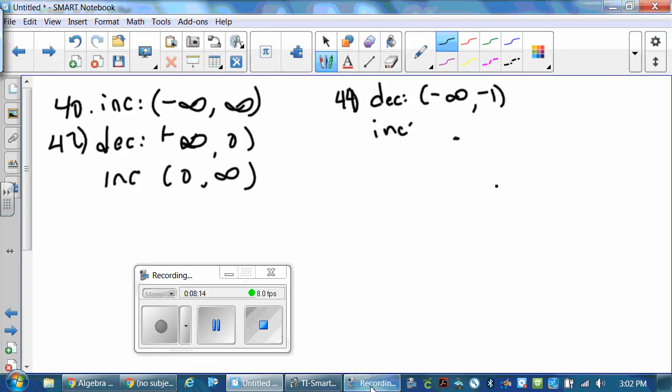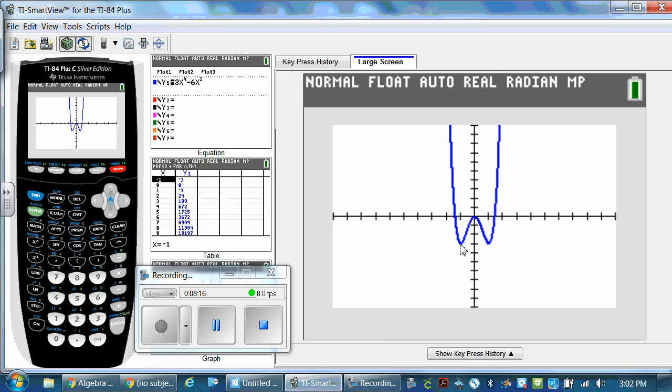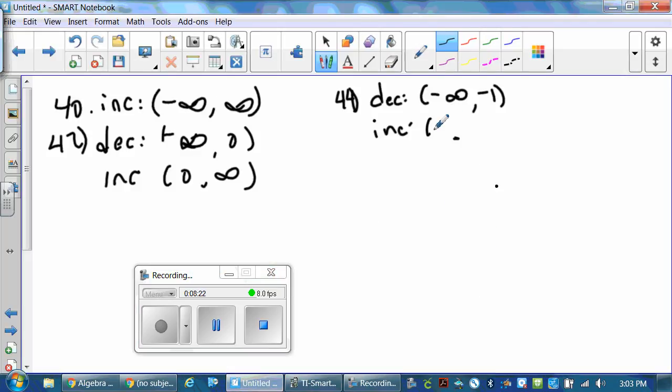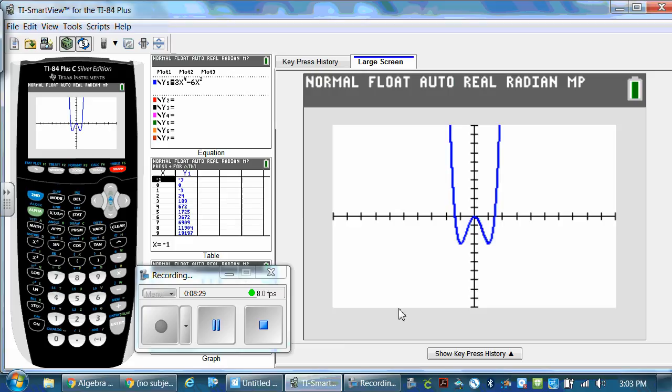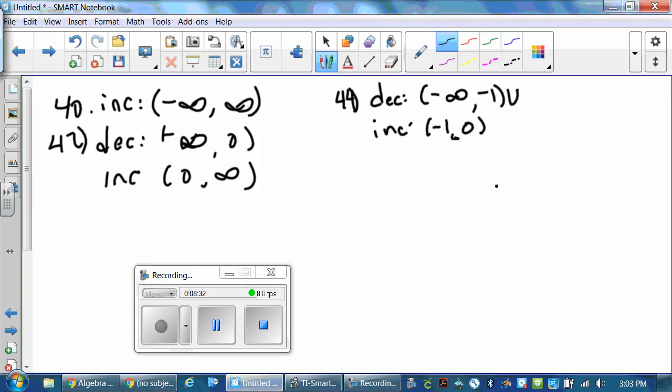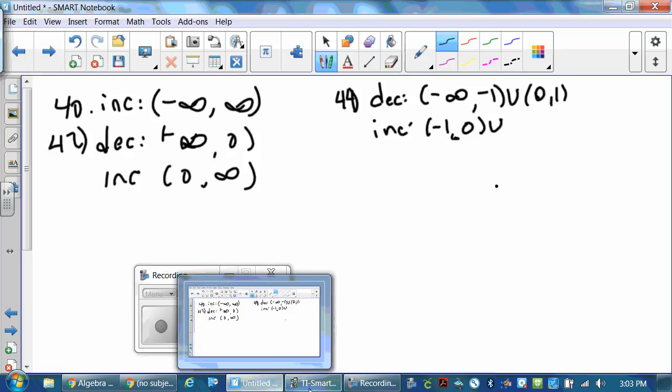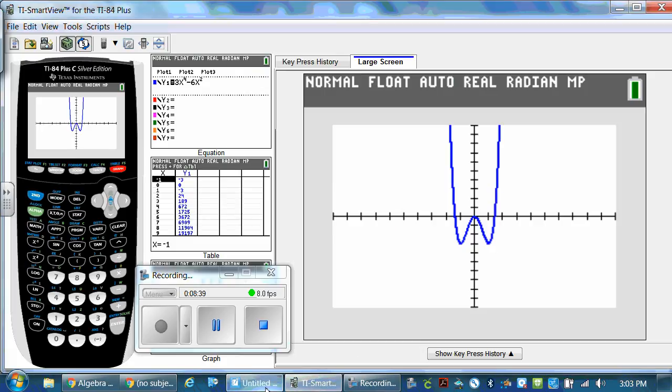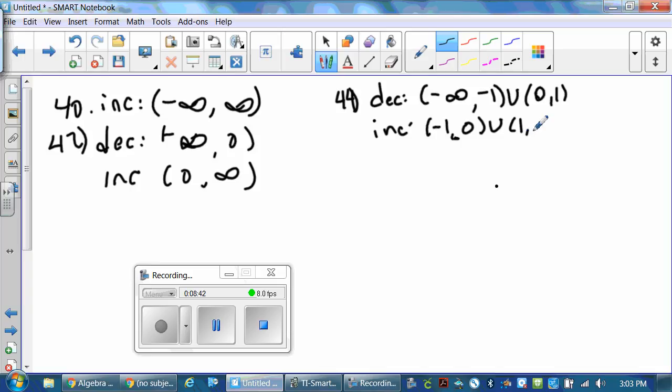Then, let's look at the graph, increasing between -1 and 0. -1 to 0. And then it's decreasing again from 0 to 1. And it's increasing again from 1 to infinity. Alright, that's 44. Let's see if I can get 46 in right quick.